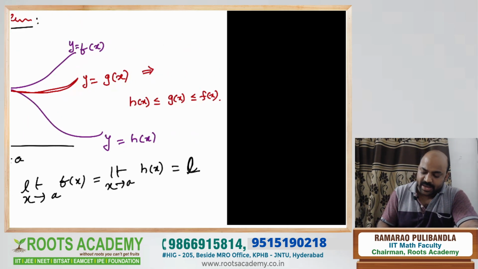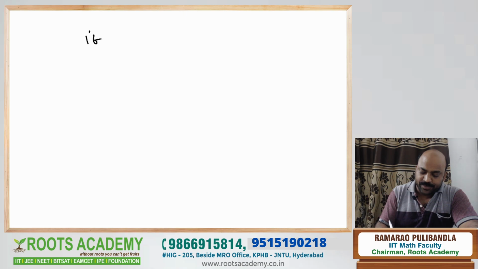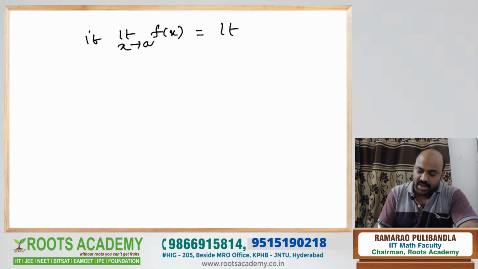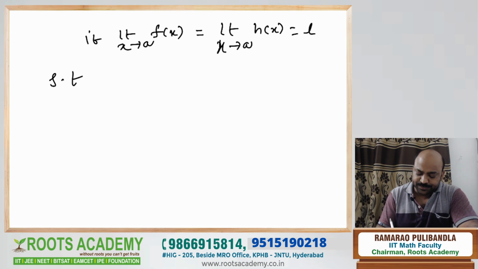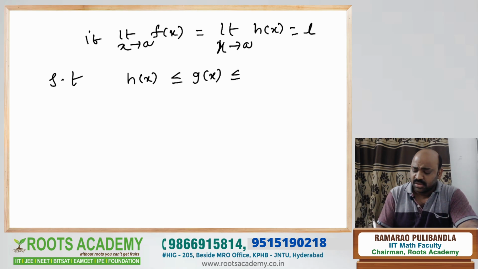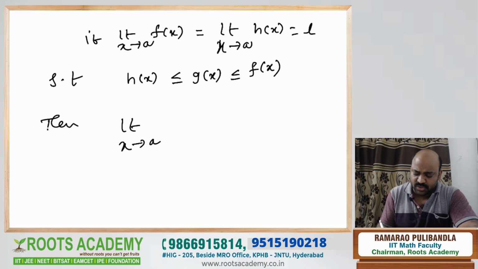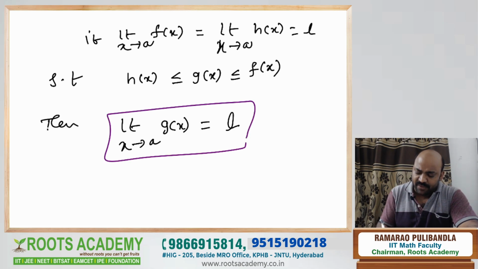So in that case, if the limit as x tends to a of f of x is equal to the limit as x tends to a of h of x, equal to L, such that h of x less than or equal to g of x less than or equal to f of x, then the limiting value of g of x is also equal to L. Means the middle one's limiting value is also equal to either of them.